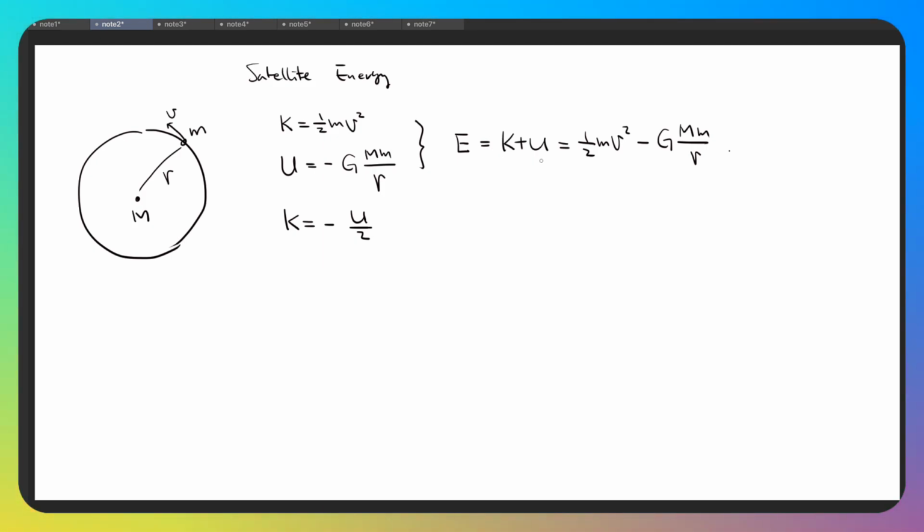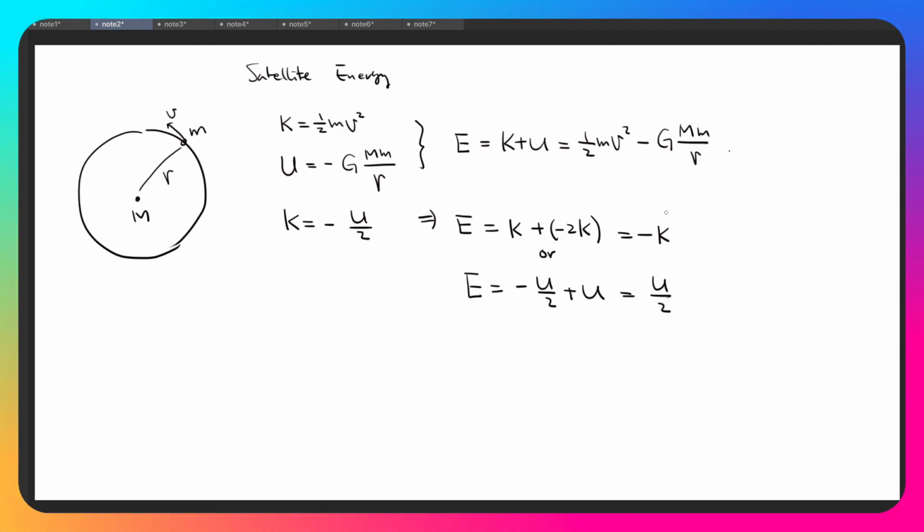Okay? So that's why I can rewrite this total energy E in terms of K. I want to get rid of U here. Then I would say U is negative 2K, right? So I get negative K here. So the total mechanical energy of a satellite is negative K. Or if I want to get rid of K using U, then I replace K here by negative U over 2 plus another U, then I get U over 2. So the total energy is either negative K or U over 2.